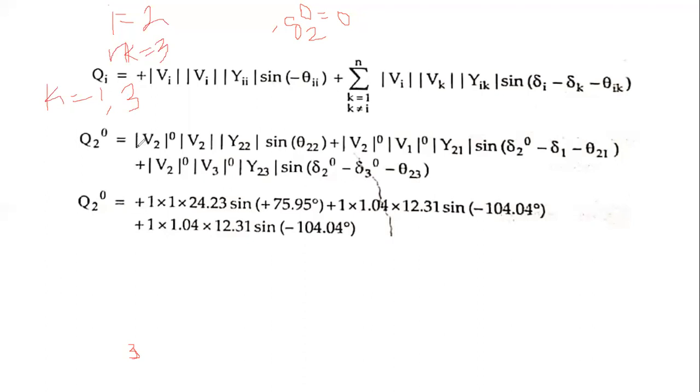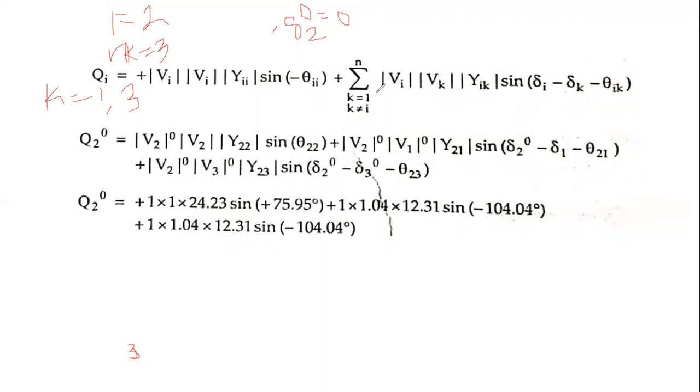Similarly, P2 of 0. First of all, by using this formula, we write down Q2 of 0, with i equal to 2. Then V2 power 0, V2, Y22, sine of theta 22, plus V2 power 0 with k equal to 1, V1 of 0, Y21, sine of delta 2 power 0 minus delta 1 power 0 minus theta 21.